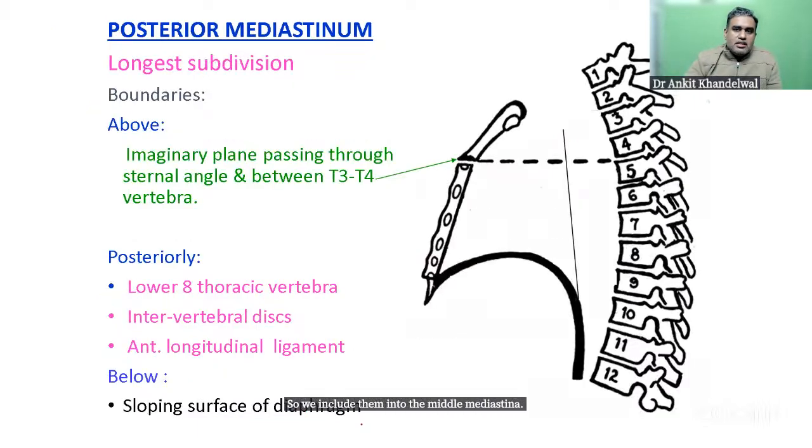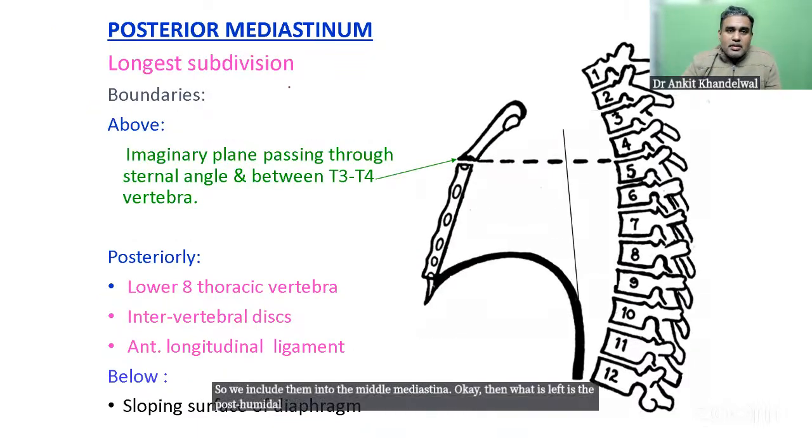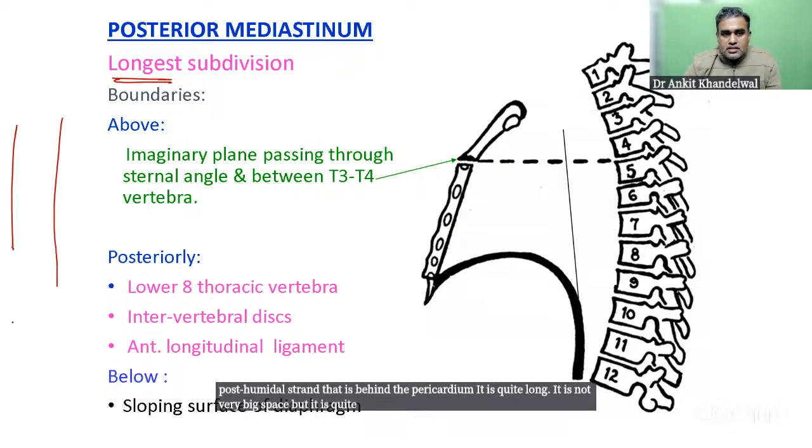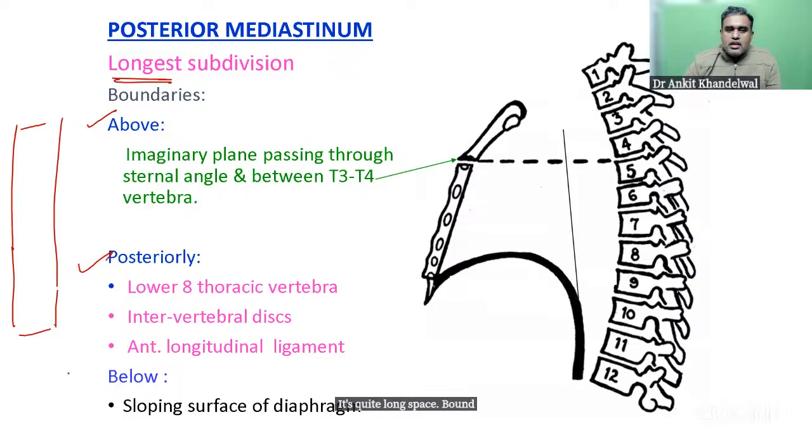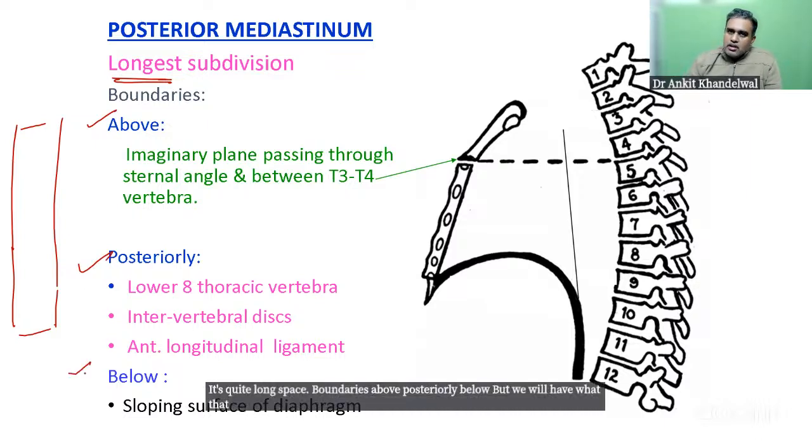Then what is left is the posterior mediastinum, that is behind the pericardium. It is not a very big space, but it is quite long. Its boundaries: above, below, and posteriorly. Above we will have what? That imaginary plane. Below we will have the diaphragm. And behind we will have the vertebrae with their discs and ligaments. So what is the posterior mediastinum? The space in the inferior mediastinum behind the pericardium.